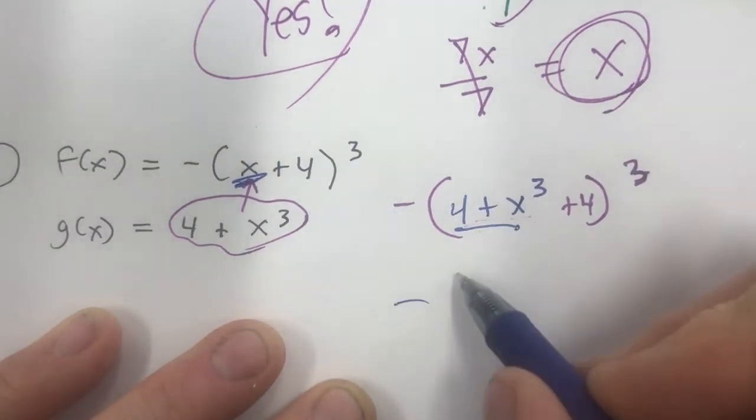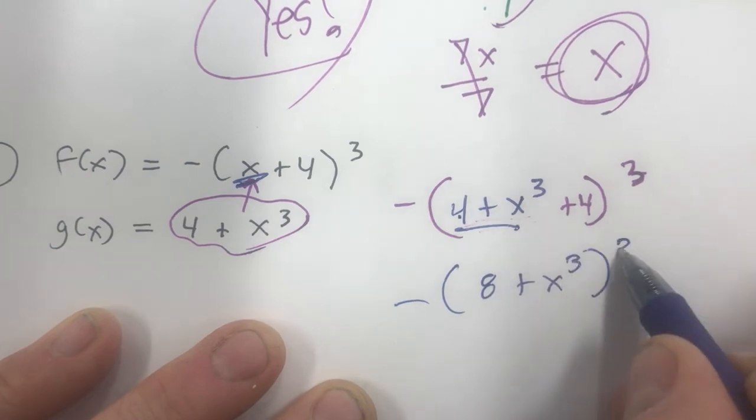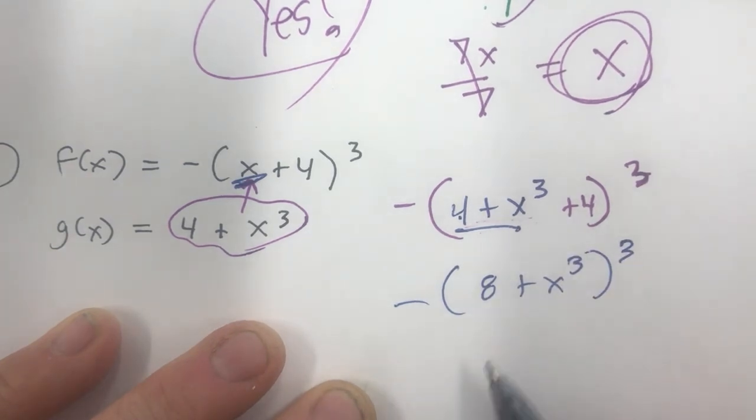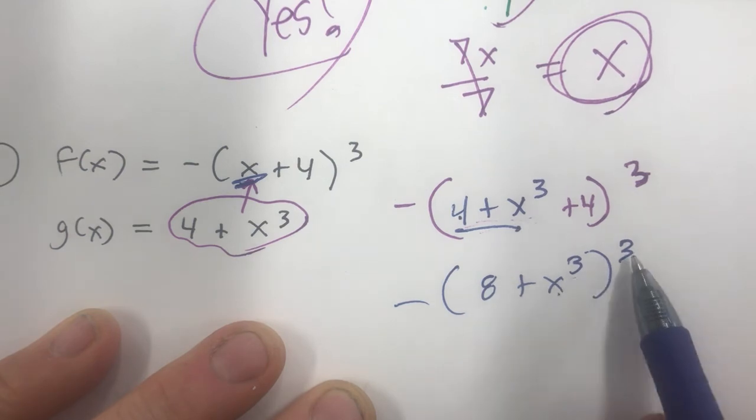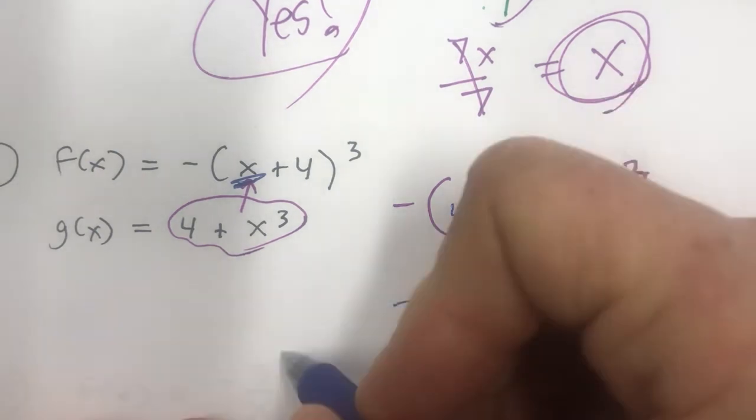Okay, well, I've got the negative out front, and then 4 plus 4 would be 8 plus x to the 3rd, and x to the 3rd would be x to the 9th, and this is not going to get x, so this is another no.